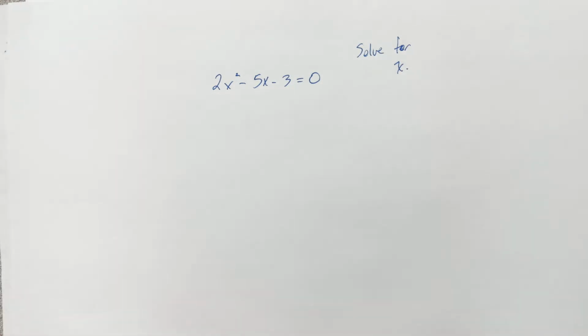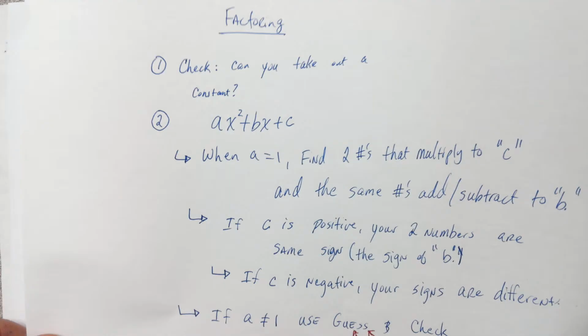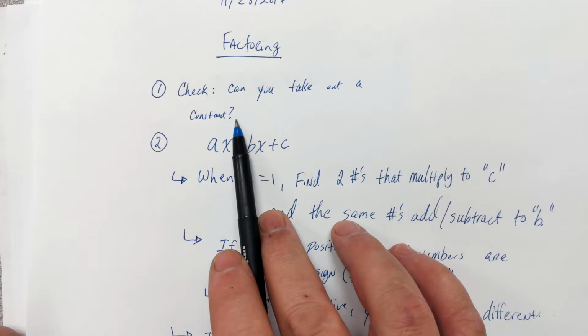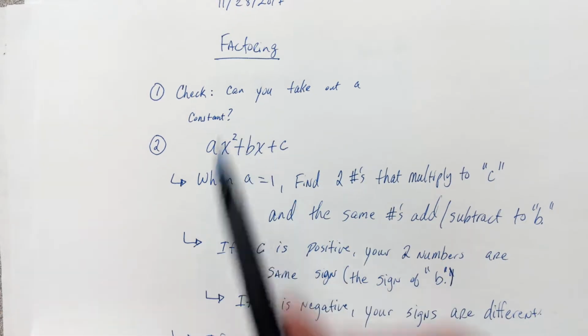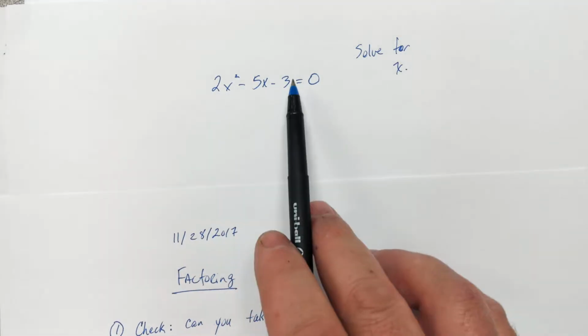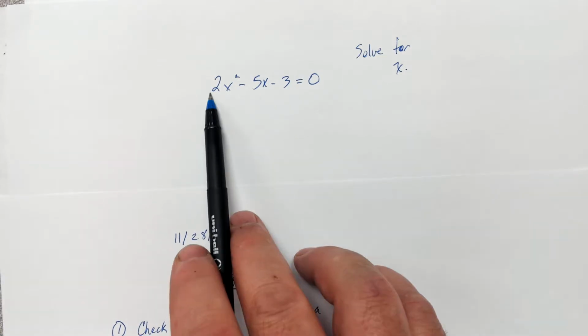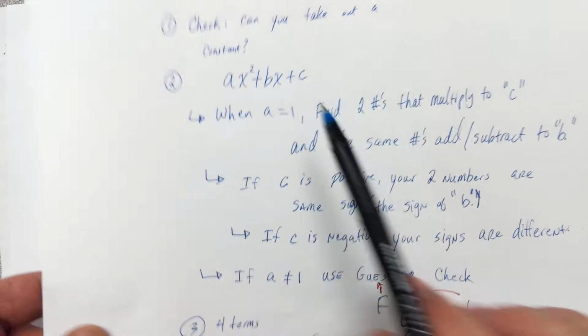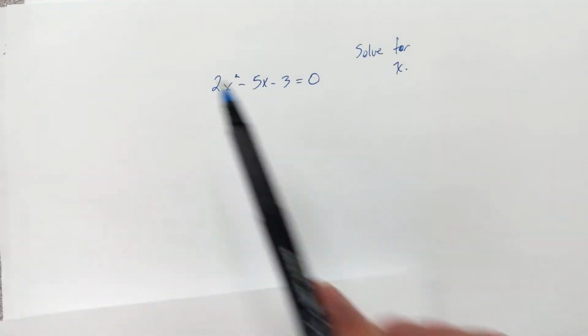Let's see, we have to factor first, right? Okay, here's our checklist, or our cheat sheet, right? First thing first, can we take out something out of everything? Take out a constant means take something out of everything. Nope. There's not an x in everything, and these don't have common factors, so nope. Okay, a is 1. No.